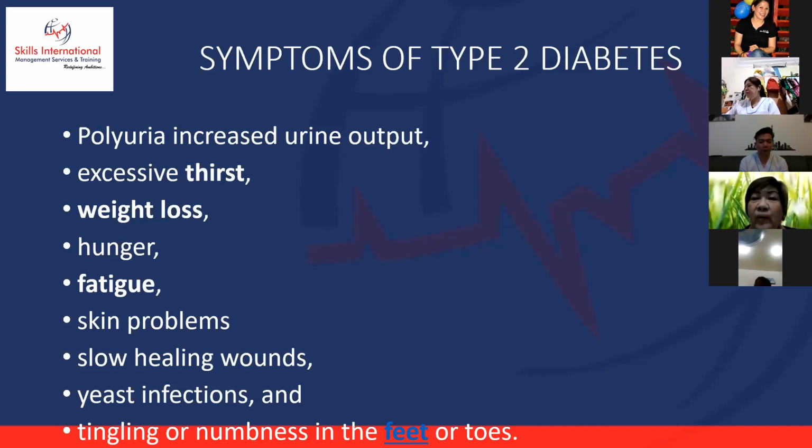Another will say, oh, I'm always urinating. I'm always passing pee. I'm always going to the toilet most often. So polyuria is the increased urine. You said, yeah, because you drink lots of water. So you are going to pee every now and then.